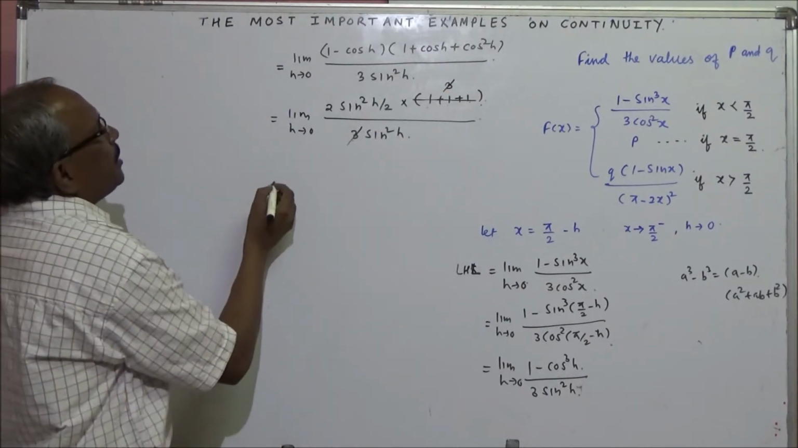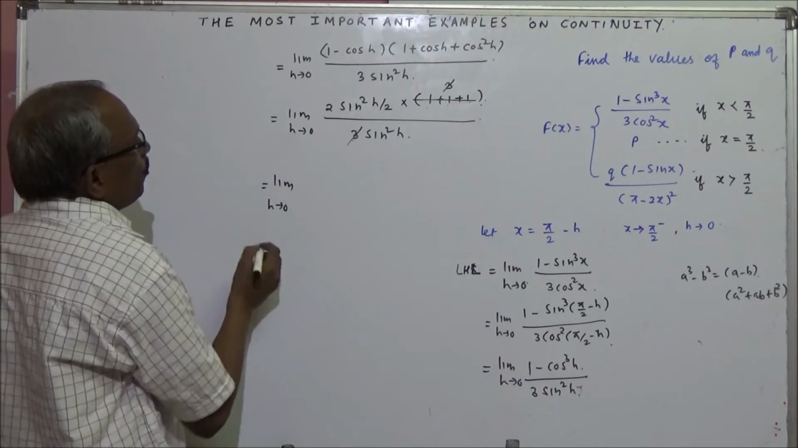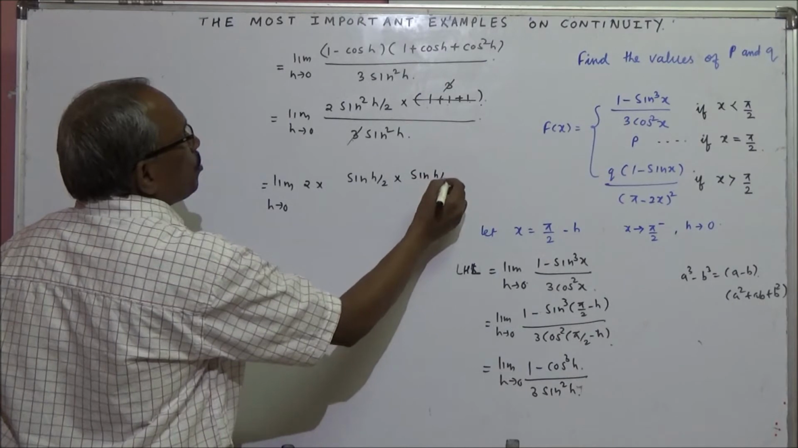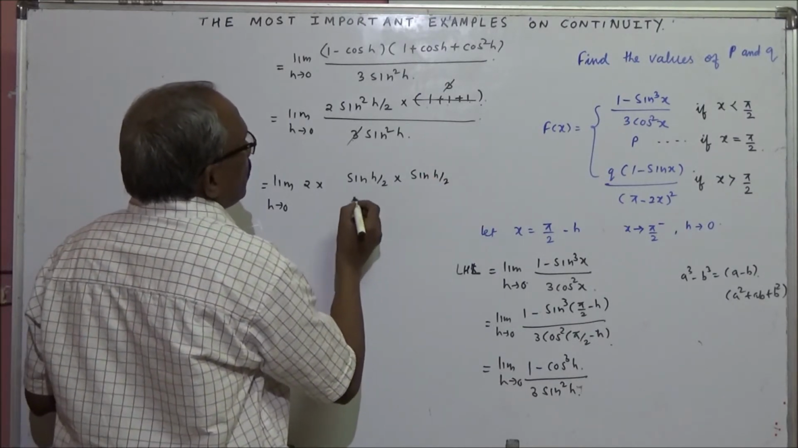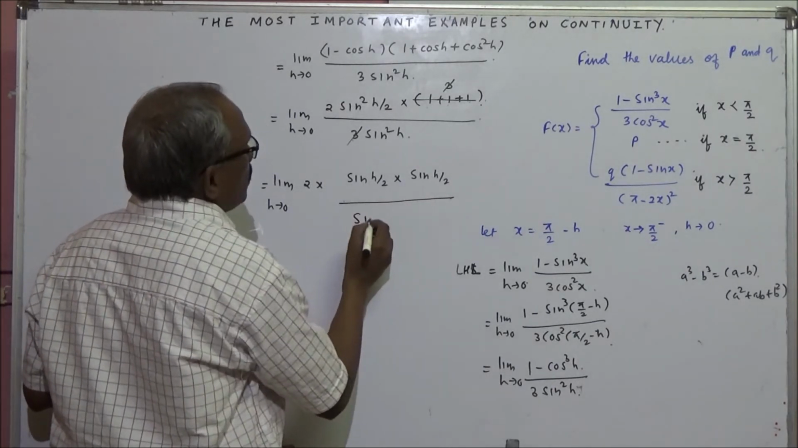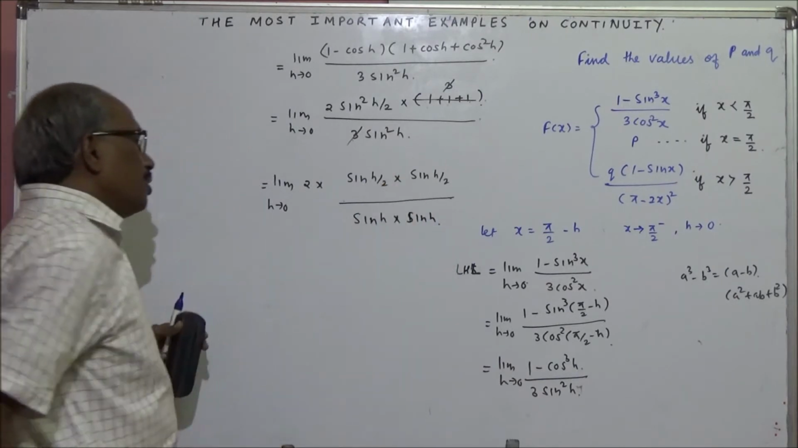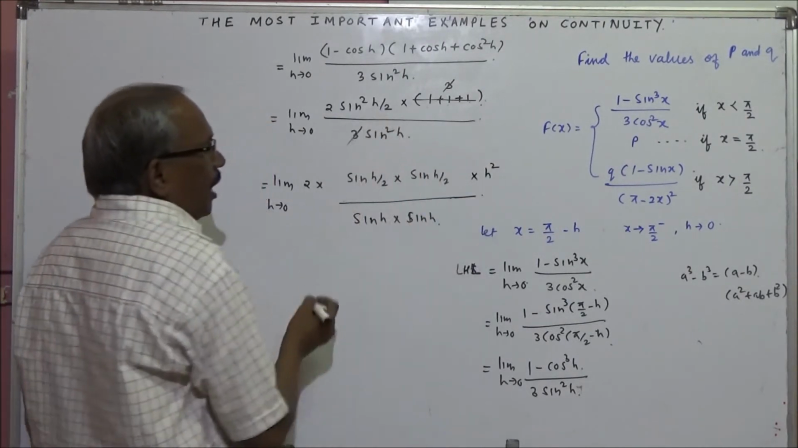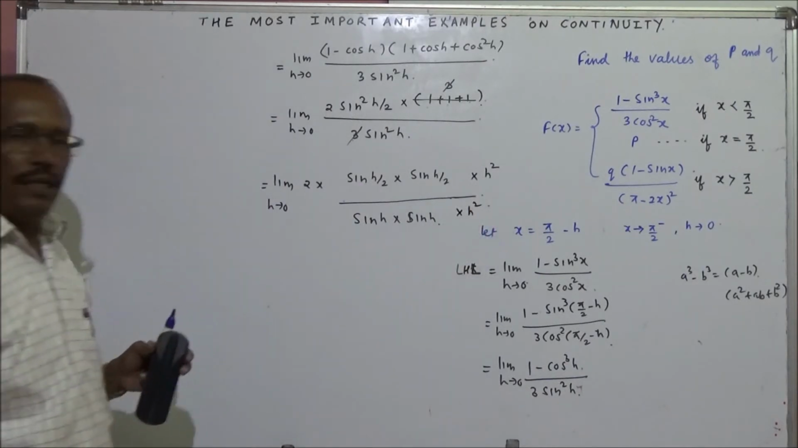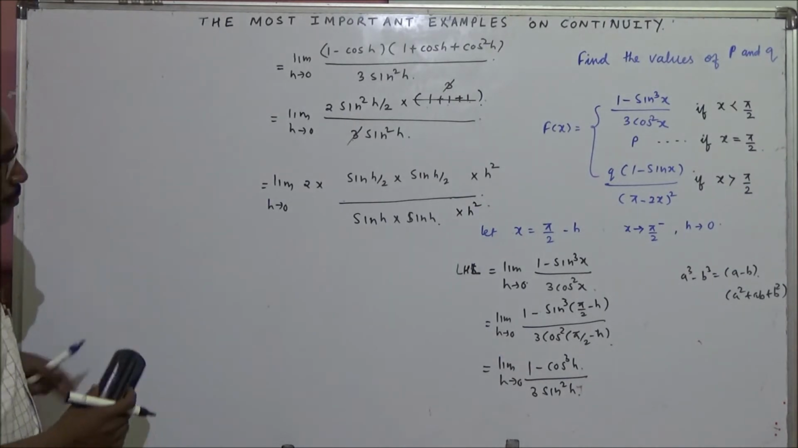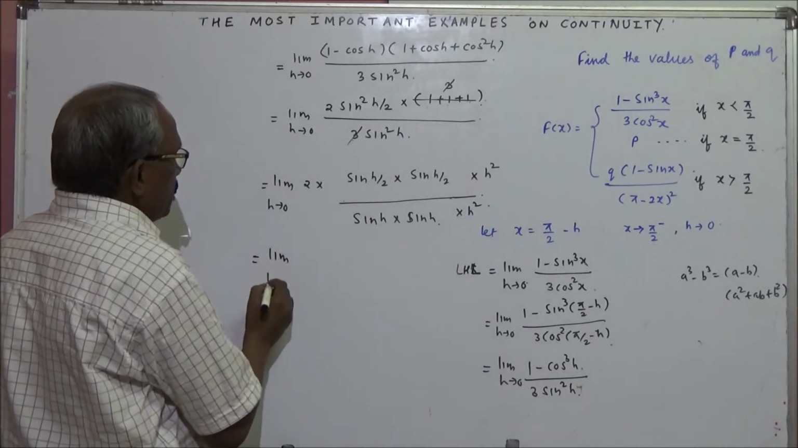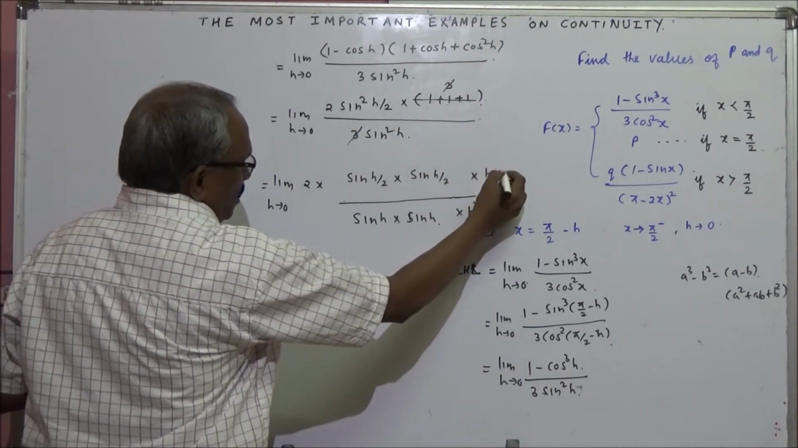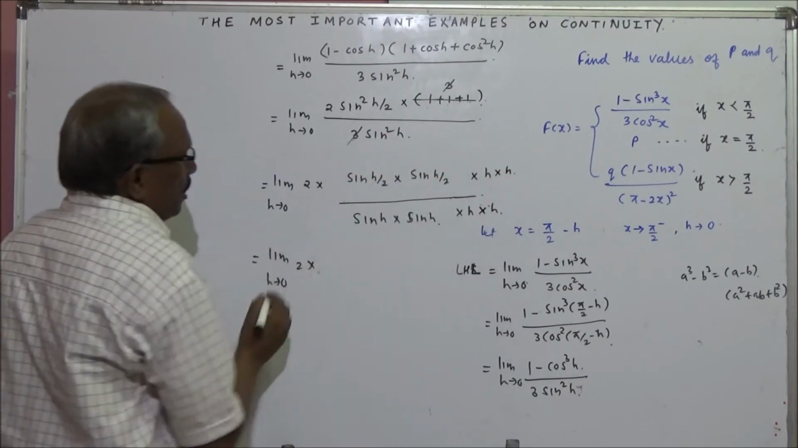Okay. So I can write here limit h tends to 0, 2 into sin h by 2 into sin h by 2 divided by sin h into sin h. So what I am doing here, I will multiply numerator and denominator by h square. Right? I can multiply this. So this can be written as limit h tends to 0, 2 into. Now see here, this h I will write here h into h, h into h.